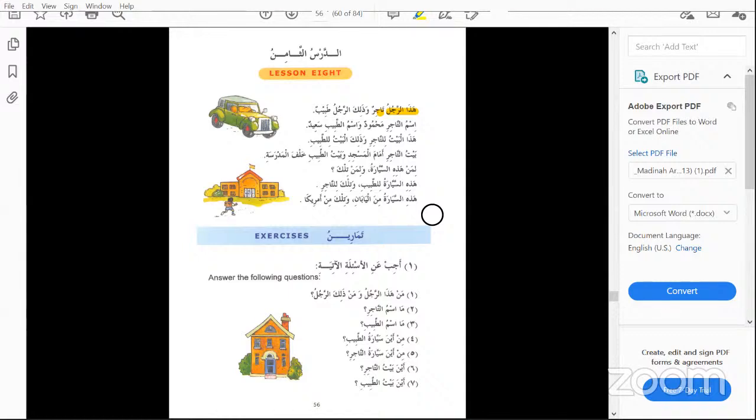هذه السيارة من اليابان. This car is from Japan. وتلك من أمريكا, and that is from America.